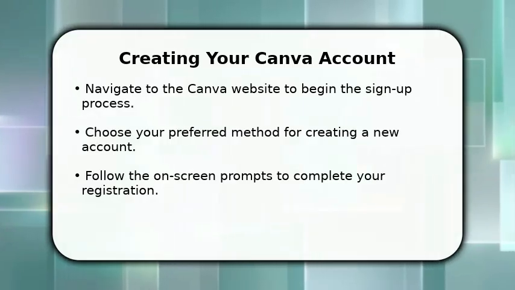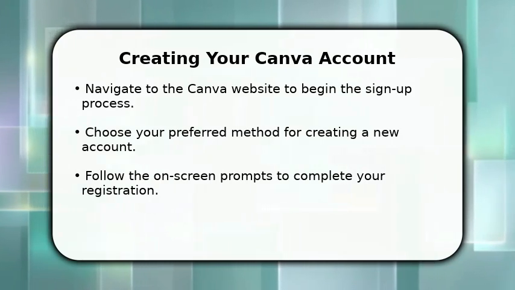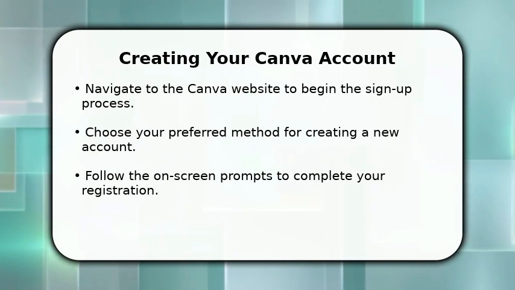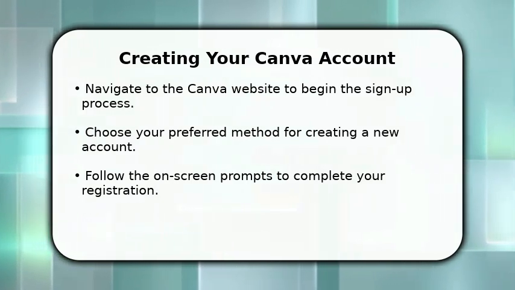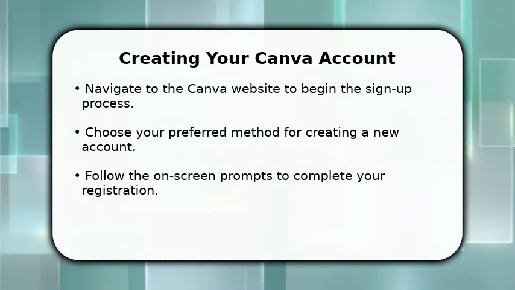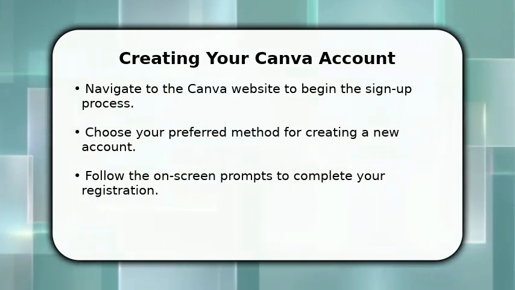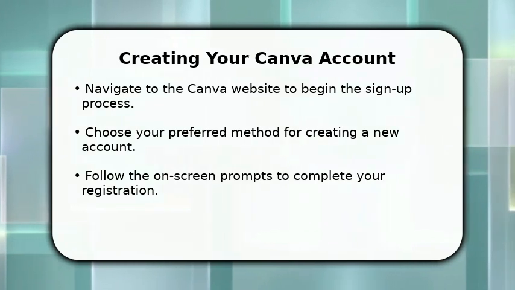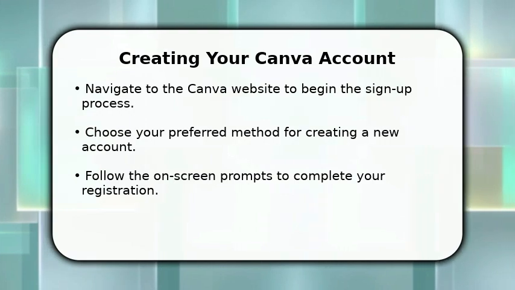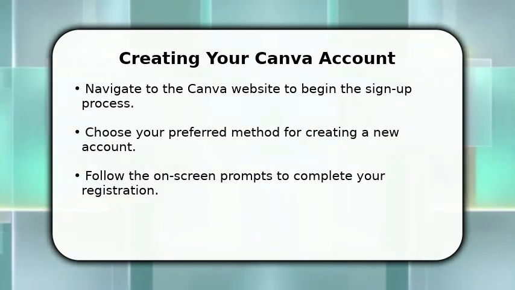In this video, I will show how to make a Canva account. First, open your web browser and go to canva.com. Look for the Sign Up button, usually located in the top right corner of the homepage. Click this button to start the account creation process. You'll then be presented with several options for signing up, which we'll cover next. It's a straightforward process designed for quick access.